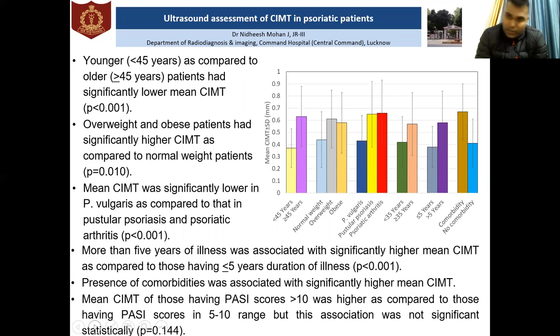illness duration, or the earlier the onset of illness and the longer the duration of the disease process, had significantly higher CIMT. Presence of comorbidity significantly increased the CIMT in the cases. Mean CIMT of those having PASI scores more than 10 was higher as compared to those having PASI scores in the range 5 to 10, but this association was not significant statistically.